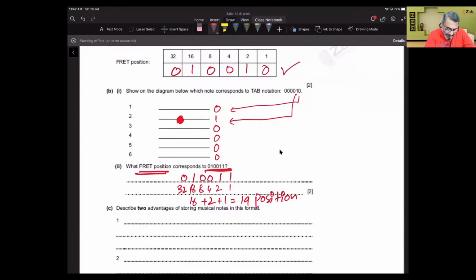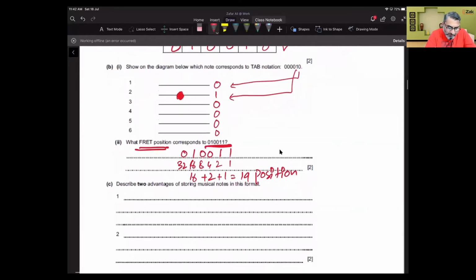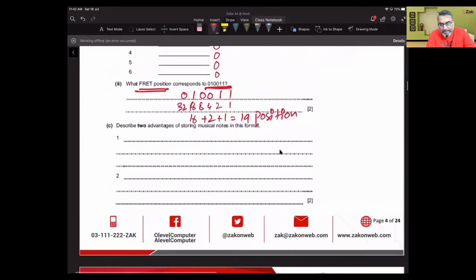Describe 2 advantages of storing musical notes in this format. Which format is this? This format means digital. I would like you to understand this particular question. It is like asking what is the difference between typing a letter on a typewriter or in Microsoft Word. So this question corresponds to that question.